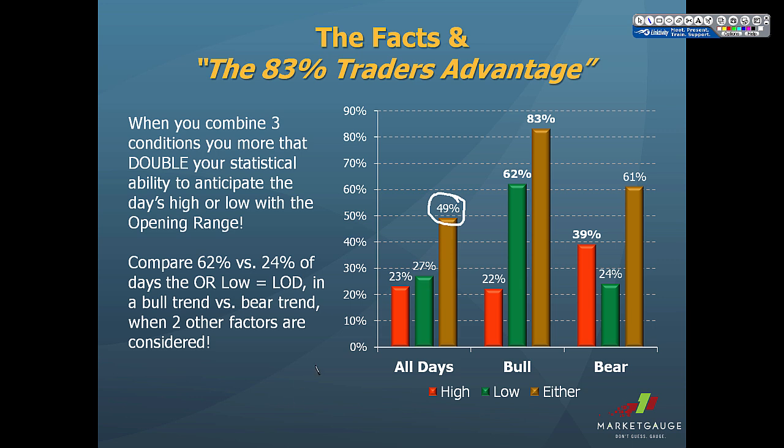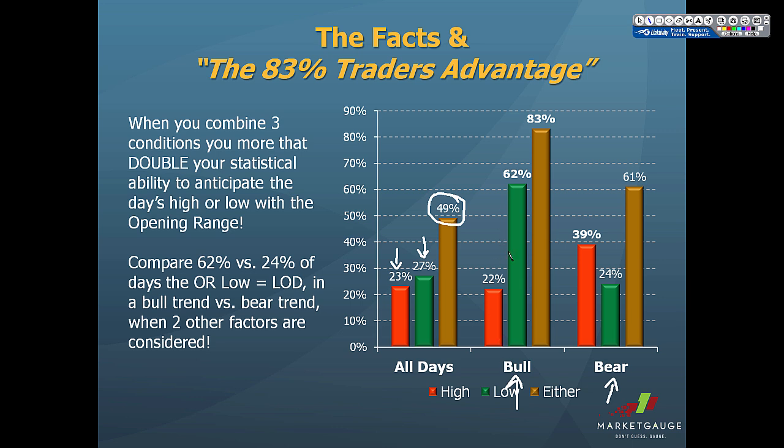Now, if you break that down in terms of the high or the low of the day, it works out that 27% of the time it will be the low, and 23% of the time it will be the high of the day that is set in that first 30 minutes. But that's without doing anything special. If you take two more indicators and apply them to that basic concept, and one of those indicators is a determination that you are in a bull or a bear trend, it makes a dramatic impact.